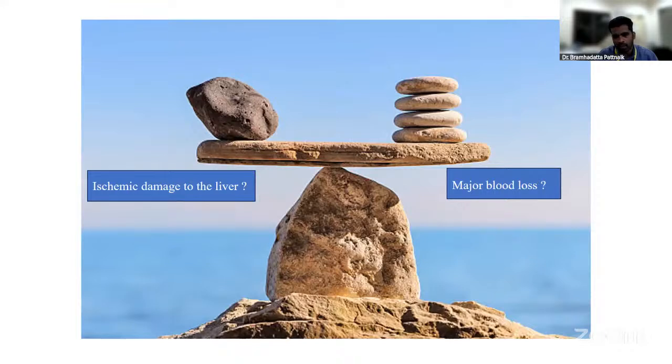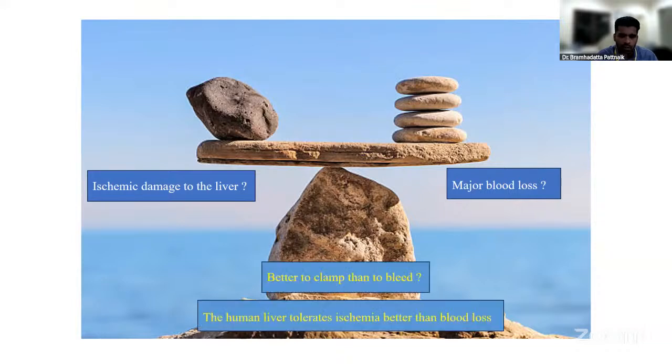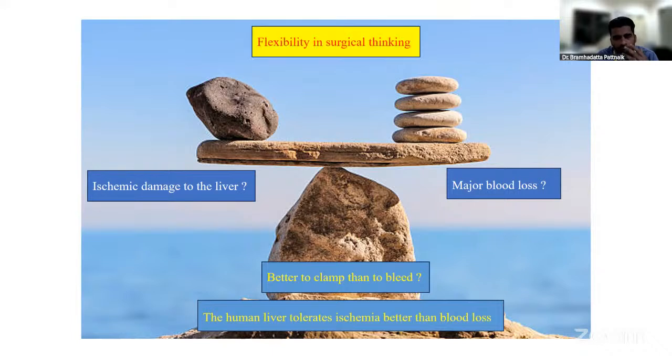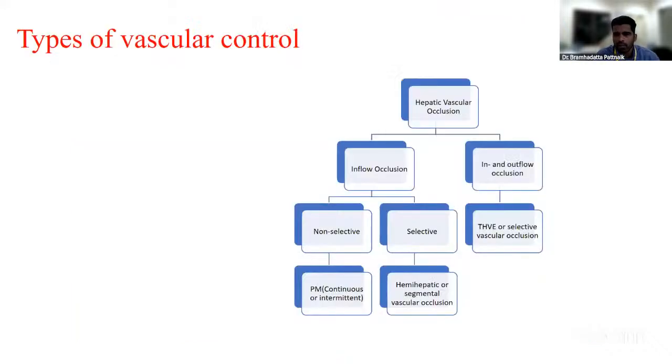So as a hepatobiliary surgeon, you need to know the balance between ischemic damage to the liver vis-a-vis the amount of blood loss in a major liver resection. And I think you should be flexible as far as inflow occlusion is concerned. One thing you must remember: the woman's liver has too many portosystemic collaterals, so the liver can tolerate ischemia. But you should apply this ischemia as and when it is required, and in my view, you should not apply it presumptively. There are so many types of vascular control that have been described.